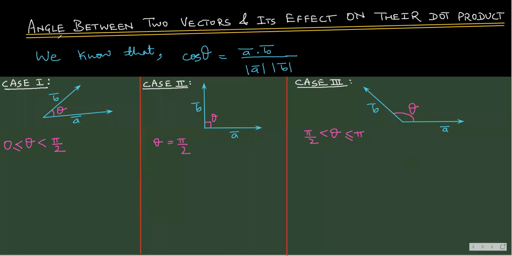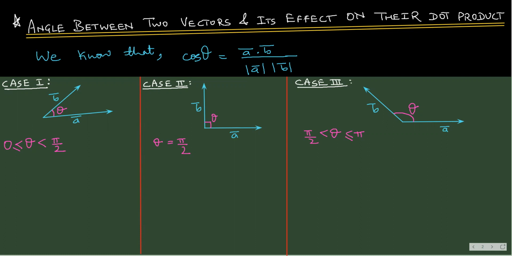So let us start with the angle between two vectors and its effect on their dot product. I have given the heading as angle between two vectors and its effect, that is the effect of the angle on their dot product. So students, here I have written the formula for cos of theta. Cos theta, as we know, is given by a bar dot b bar upon mod a bar multiplied by mod b bar.